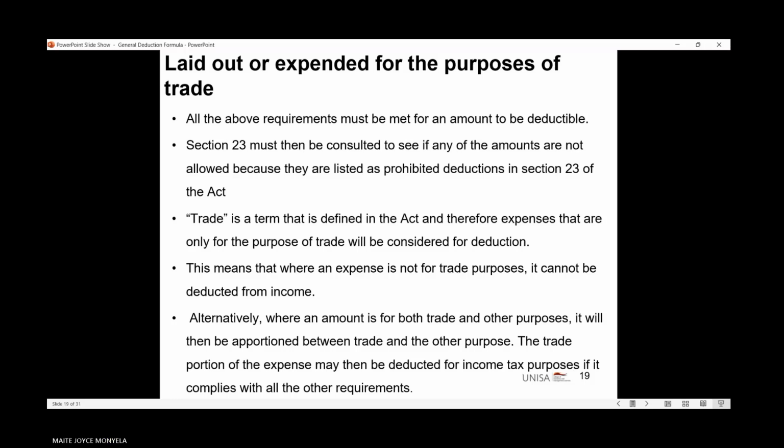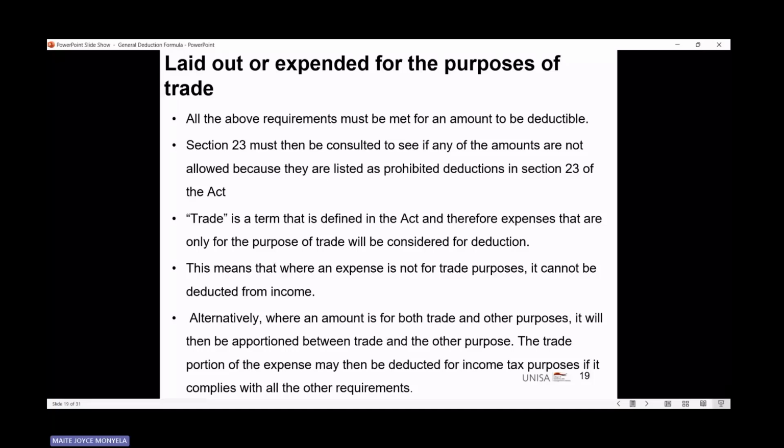Trade is a term that is defined in the Act, and therefore only expenses for the purpose of trade will be considered for deduction. So the first requirement for deduction, which is a trade, does have a definition. It must qualify as trade. This means that where an expense is not for trade purposes, it cannot be deducted from income.